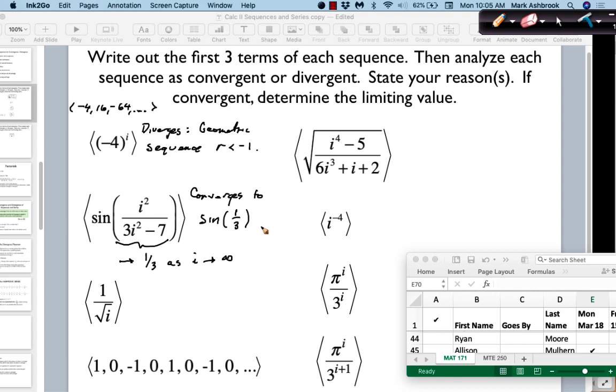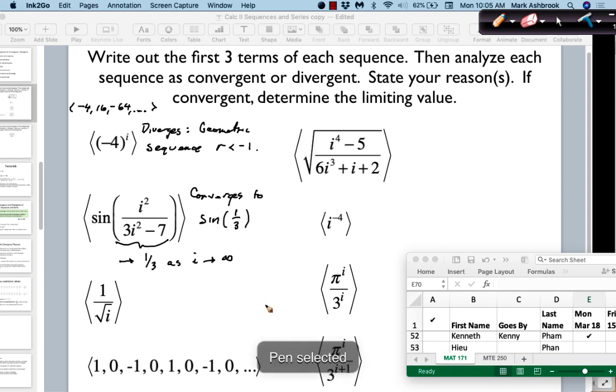Okay, next one. 1 over square root of i. Spin the wheel. Here we go. Who's up? Kenny, you're up. What do you think about that one? I got convergent to 0. And how? Well, the number on the bottom, as it approaches infinity, is going to get increasingly bigger, so 1 is just going to be divided by a bigger number each time. It's going to be 0. Yep, that's good reasoning. Do we have a more formal mathematical way to say this one? Yeah, p-sequence. And what about this p-sequence? It tells us this converges to 0.